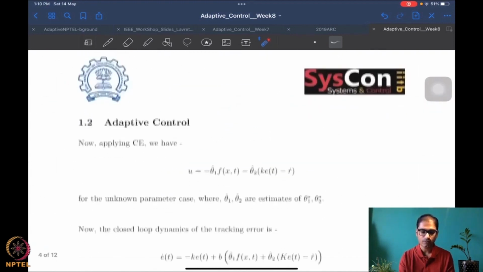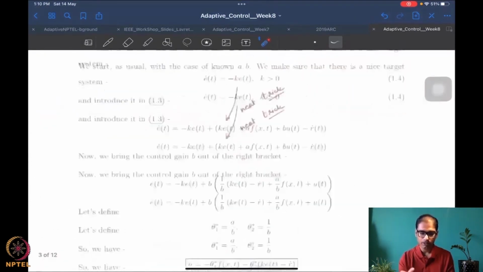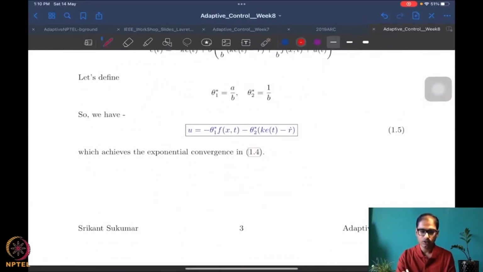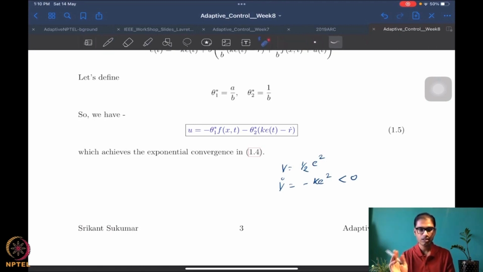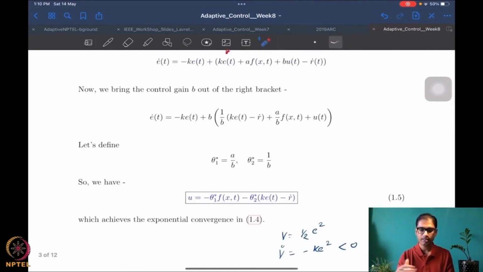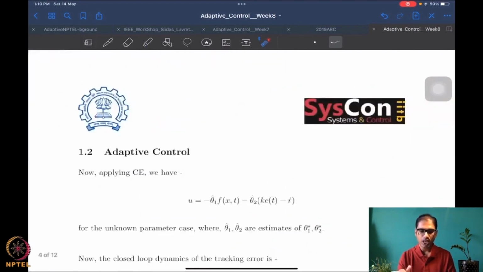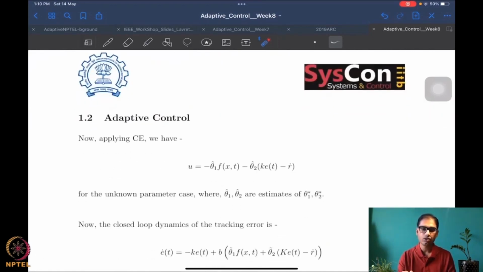So of course, I choose a V, which is 1/2 e squared, which I have not written here, and I will get a V dot, which is minus K e squared, which is negative definite. All right, great. So this is what we've been doing. So this known case doesn't seem too significantly different except for some redefinition of parameters. All right, great. So now we move on to the unknown parameter case.